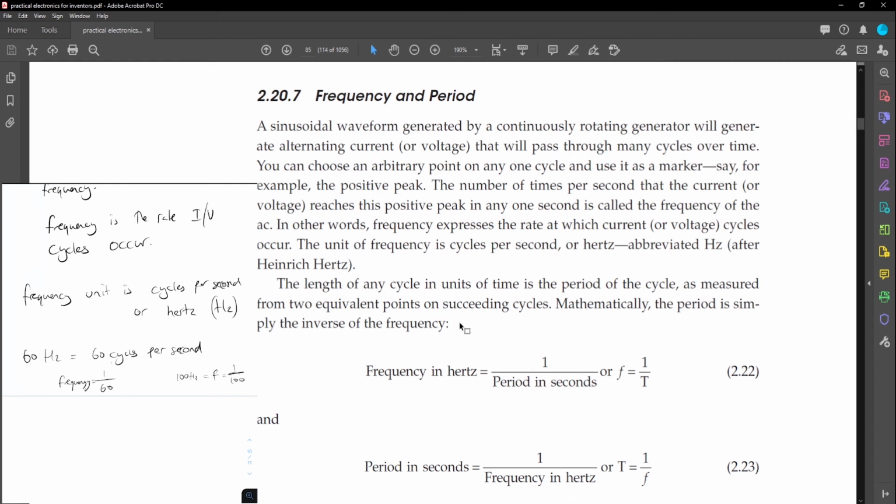I get how you're going from 60 cycles per second to 1 over 60, but for whatever reason I can't explain it, so I'm not going to try to. Hopefully you get it. I mean, you're probably better at maths than I am, so you probably get it.